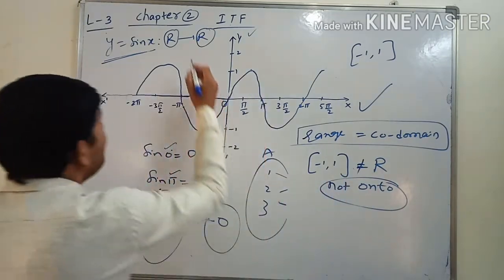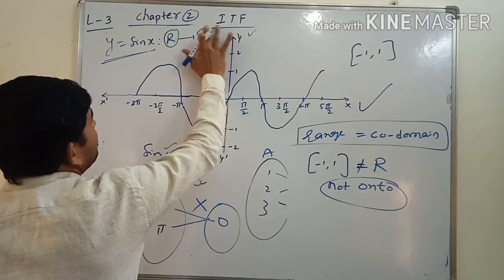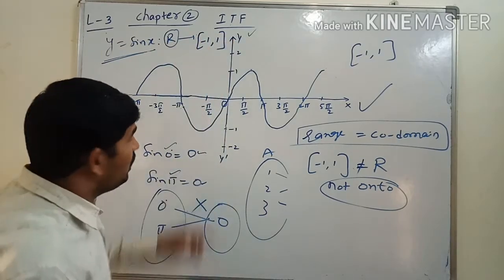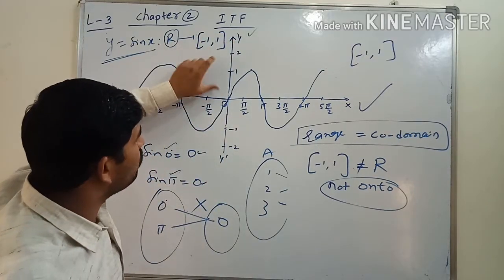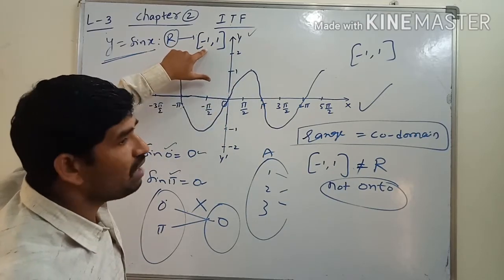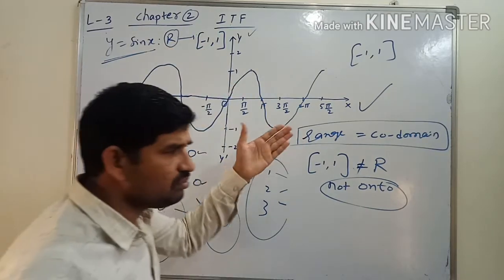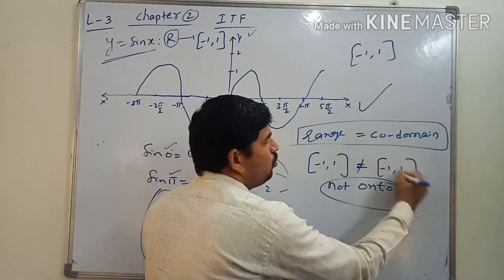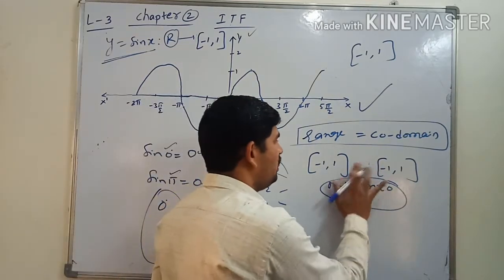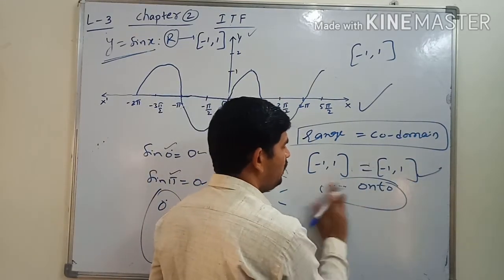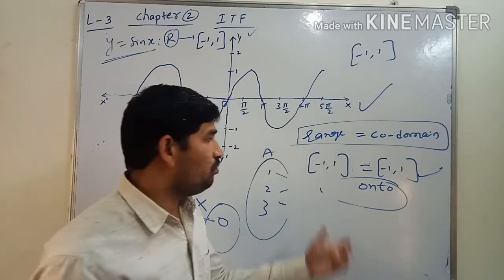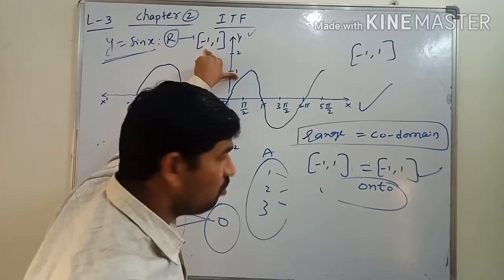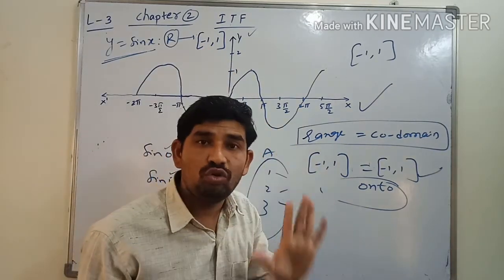So in place of the codomain, I am going to replace it with the range. What is that? -1 to 1. Yes, in place of the codomain in the sine function we are going to write -1 to 1. So now the range is equal to the codomain, and then it is an onto function. So we are restricting the codomain, writing -1 to 1. Then the function will be an onto function.